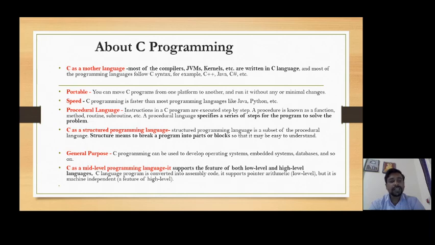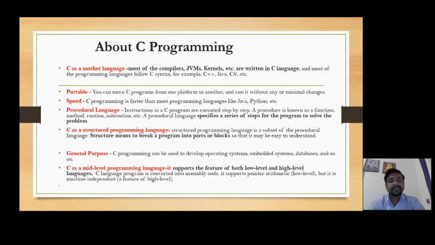Then it is a procedural language. So C instructions are executed step by step, and procedures are known as functions, methods, routines and subroutines. A procedural language specifies the series of steps for a program to solve any particular problem, and hence C programming is considered one of the important programming languages. C is a structured programming language, which means it breaks the program into parts or blocks that are easy to understand and debug.